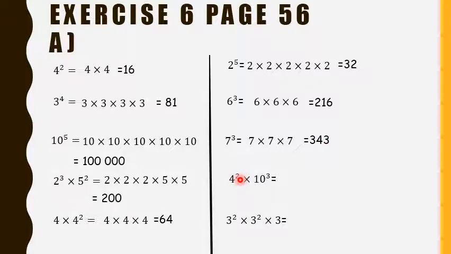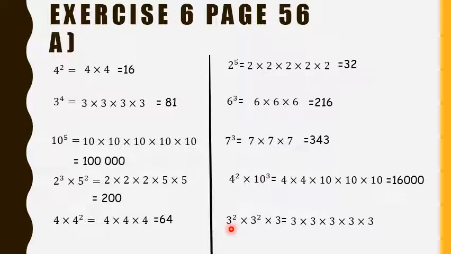4 squared, it's 4 times 4, which is 16, times 10 to the power 3, which is 1000. So here you can directly write 16 and 3 zeros next to it, since we have 10 to the power 3. The answer is 16,000.